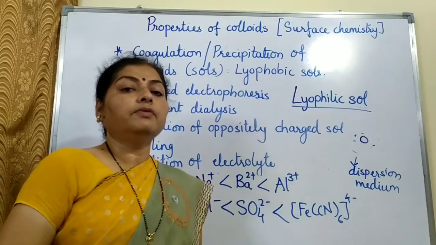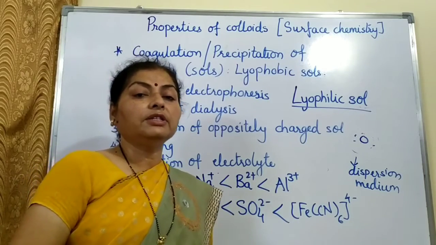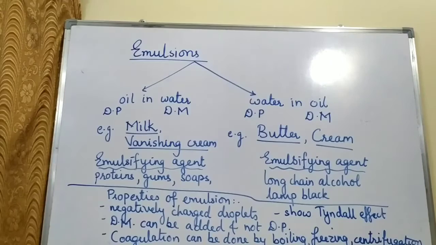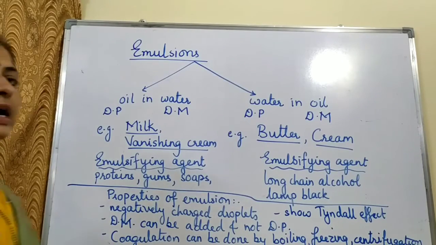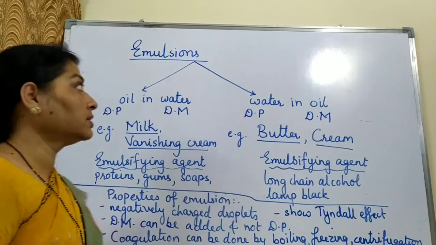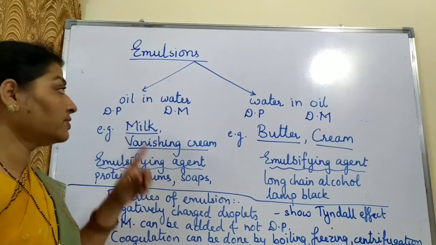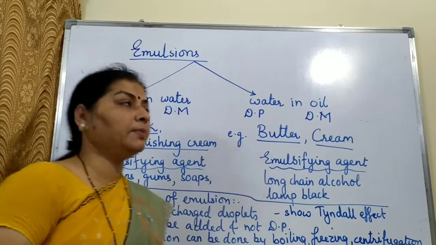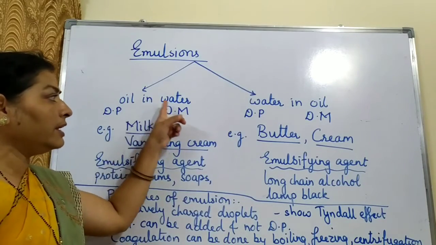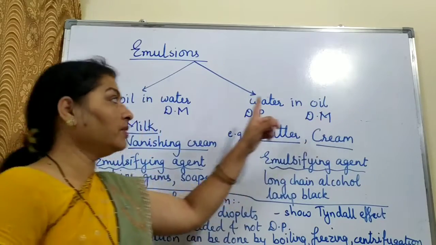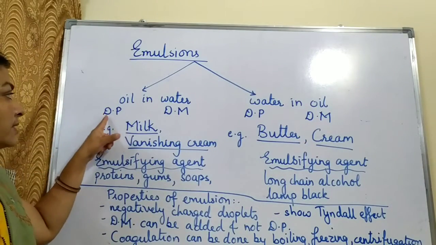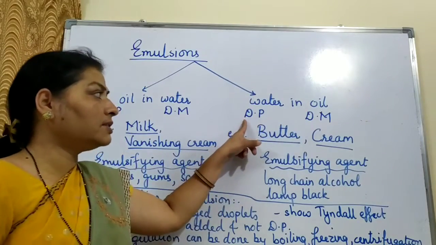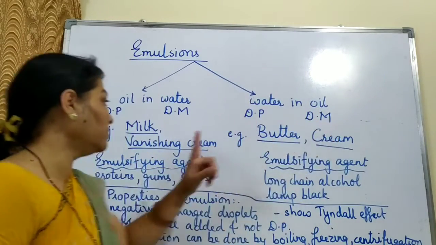The next topic which we are going to see, that is the last topic of the chapter, is emulsions. Emulsions: when the dispersed phase and the dispersion medium are both liquids, then such a colloidal solution we call an emulsion. There are two types of emulsion, oil in water and water in oil. In oil in water, oil is the dispersed phase and water is the dispersion medium. Water in oil means water is the dispersed phase and oil is the dispersion medium.